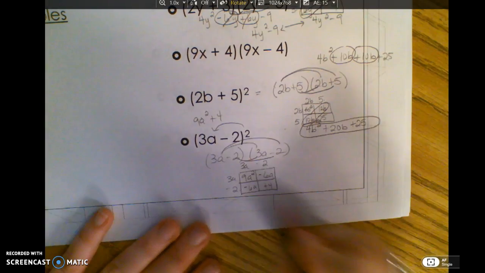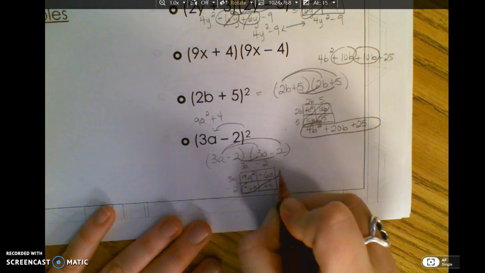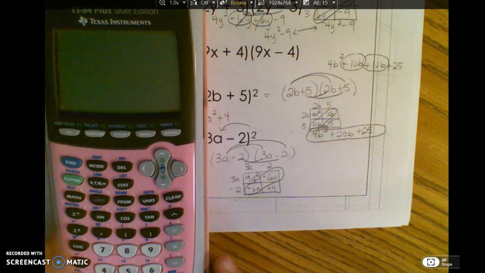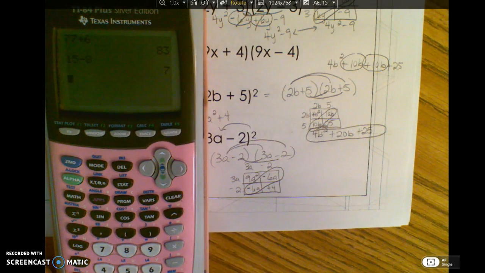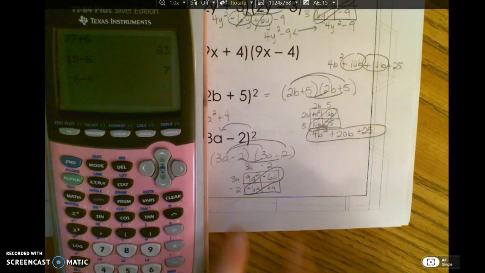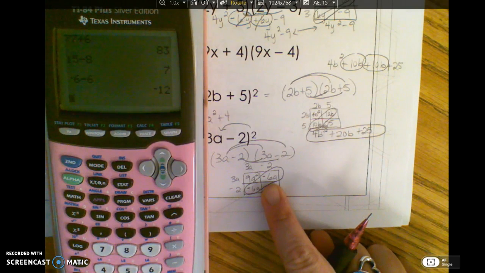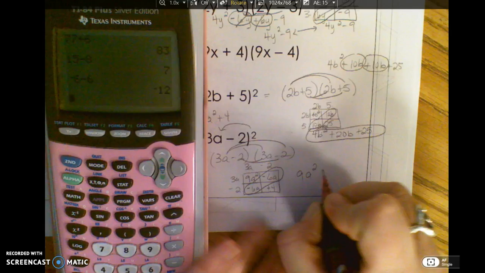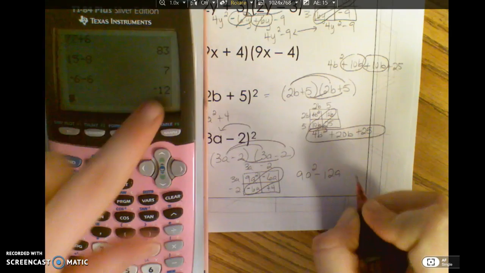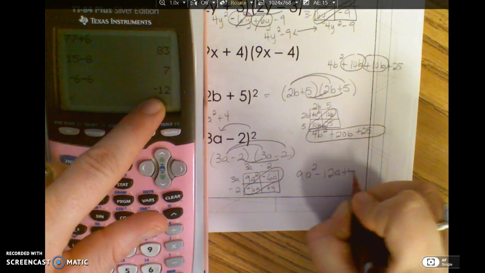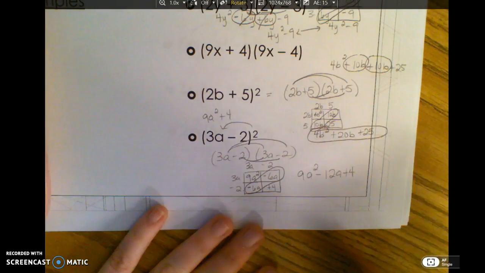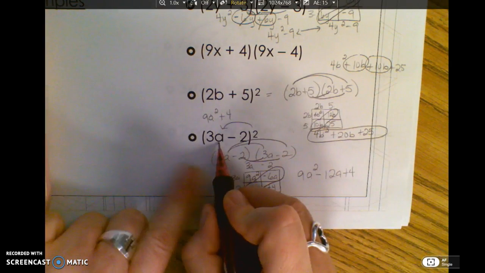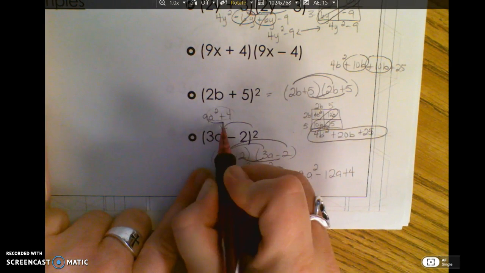When I combine my like terms right here, people think that negative 6 minus 6 is 0. But if you use your calculator correctly, that is not 0. So I have 9a squared minus 12a plus 4. Do you see that this is a trinomial, 3 terms, but up here, if I had just squared this term and squared that term, I only get a binomial.